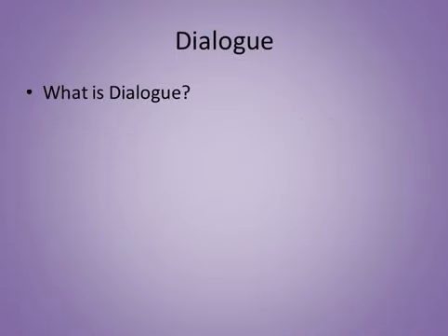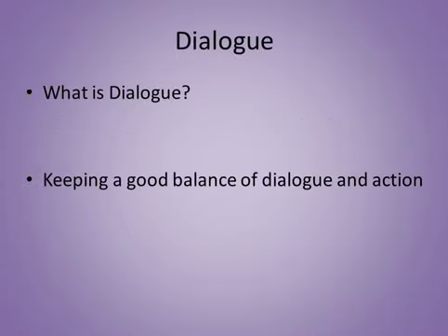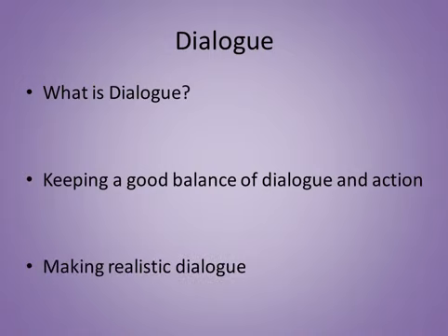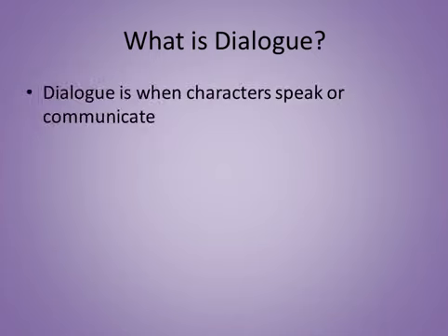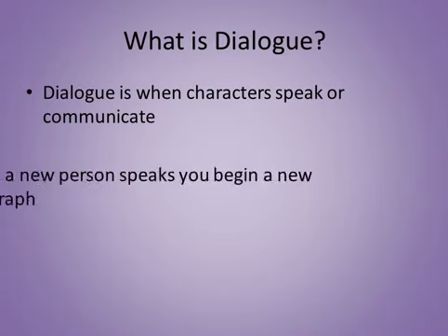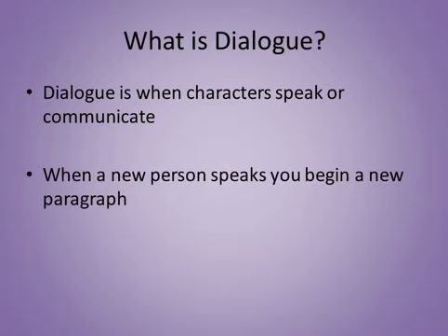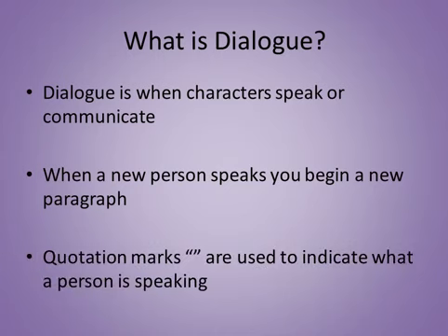We're going to talk about what is dialogue, keeping a good balance of dialogue and action, and then making realistic dialogue. When I talk about dialogue, I'm talking about when characters are speaking or communicating with each other. When a new person speaks, you need to begin a new paragraph, and you need to indicate what they're saying using quotation marks.